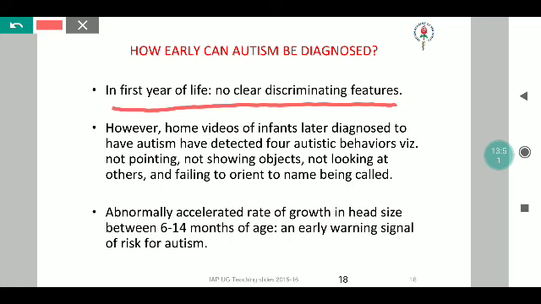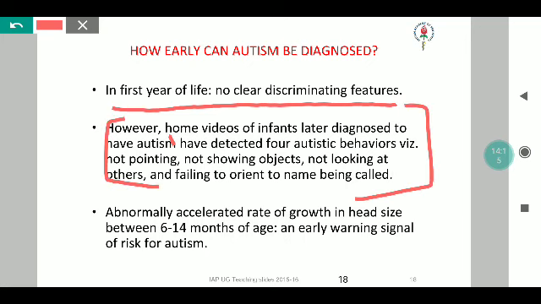However, now with the advent of smartphones, parents have a habit of taking videos of their children, and these home videos tend to be proof of certain points which tend to be missed by the parent, like not showing objects, not looking at others, failing to orient to call, somewhat of an attention span deficit as well. All do play a role. But these home videos do act as a tool for developmental screening as well.